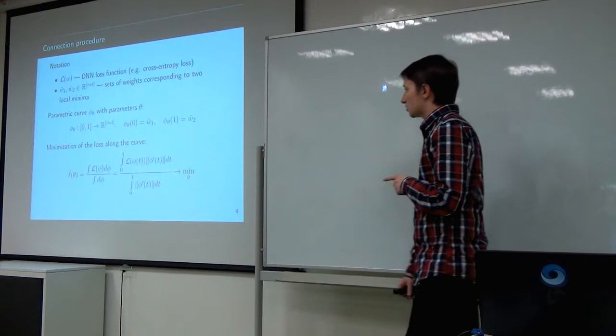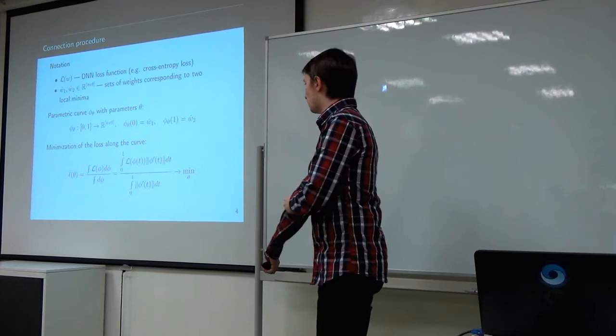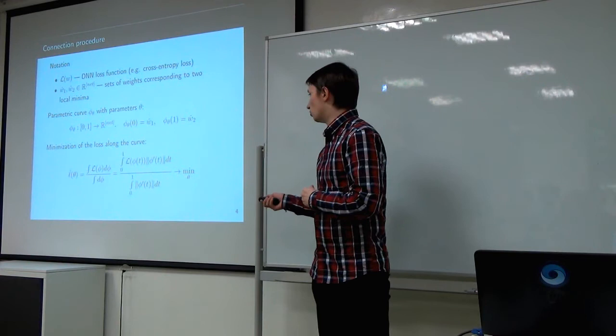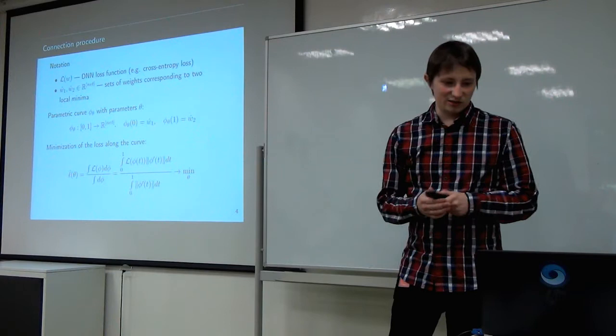Our curve is fully defined by the value of theta, and our goal is to find good values of theta. We formulate this task as an optimization problem. We want to optimize the loss along the curve, so we compute the integral of the loss function along the points of the curve. Here we normalize it by the length of the curve. If phi is smooth enough, we could express these integrals using derivatives.